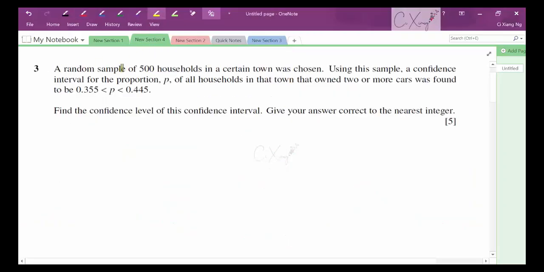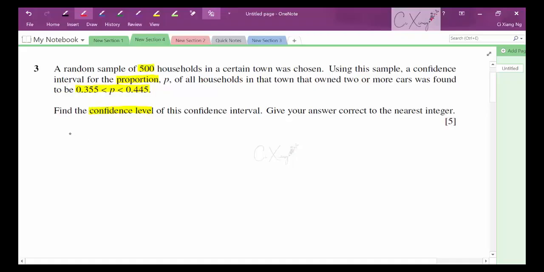Question number 3. A random sample of 500 households in a certain town was chosen, and using this sample, they calculate a confidence interval for the proportion, and it was found that this is the confidence interval. They want us to find the confidence level for this confidence interval, and we have to give the answer correct to the nearest integer. First of all, we are given this confidence interval, and the limits are 0.355 and 0.445.